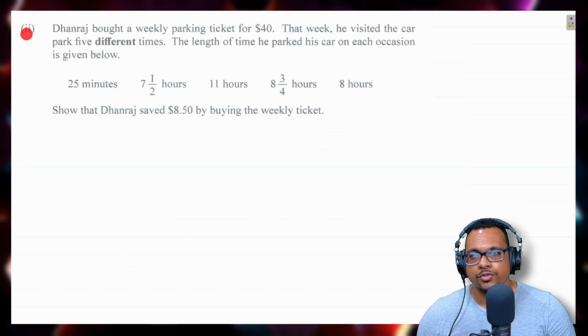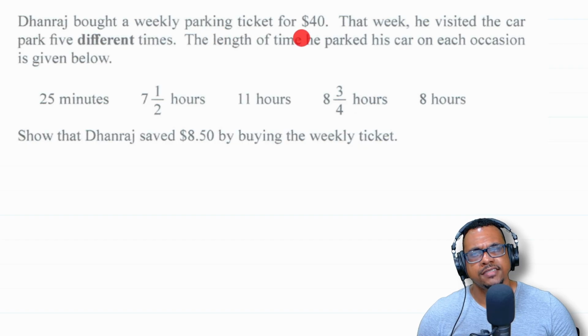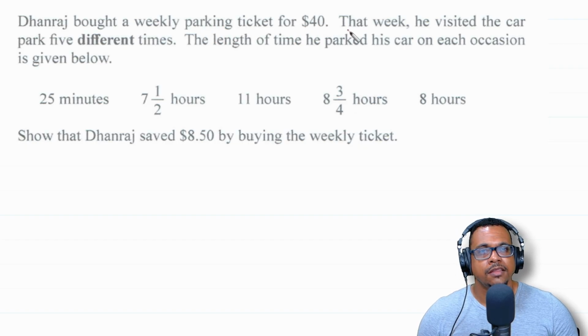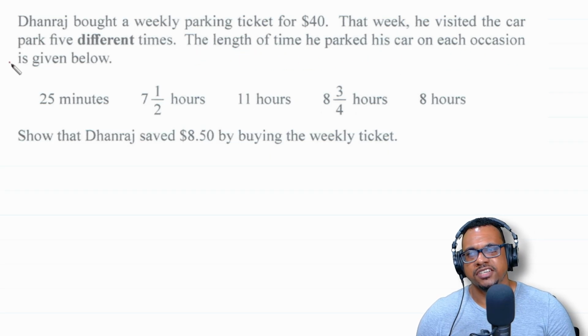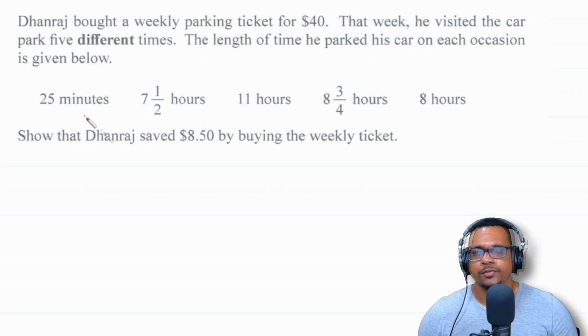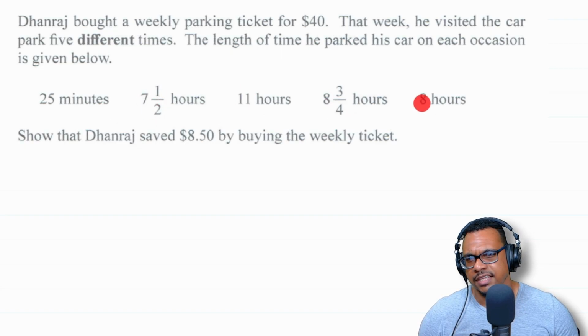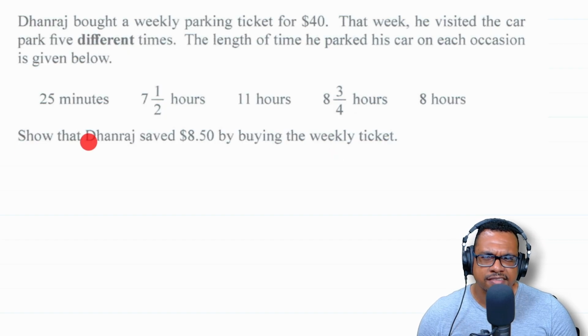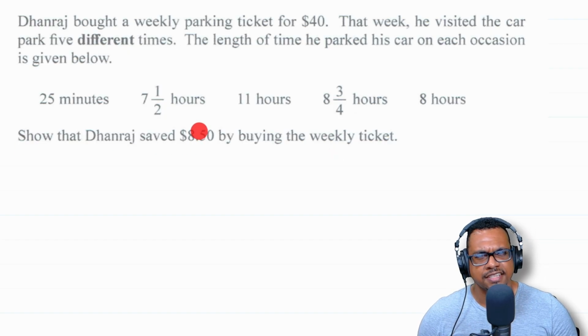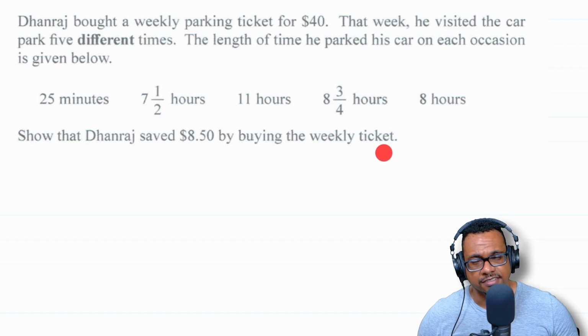So next we have part 2, where Danraj bought a weekly parking ticket for $40. That week he visited the car park 5 different times. The length of time he parked his car on each occasion is given below. So we have 25 minutes, 7.5 hours, 11 hours, 8.75 hours, and 8 hours. We want to show that Danraj saved $8.50 by buying the weekly ticket.